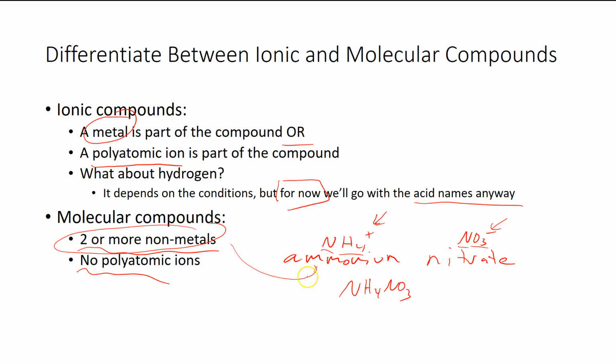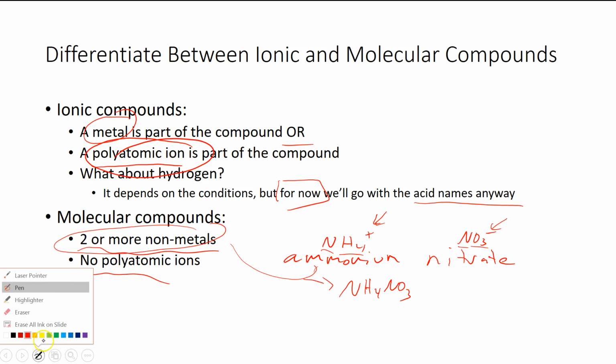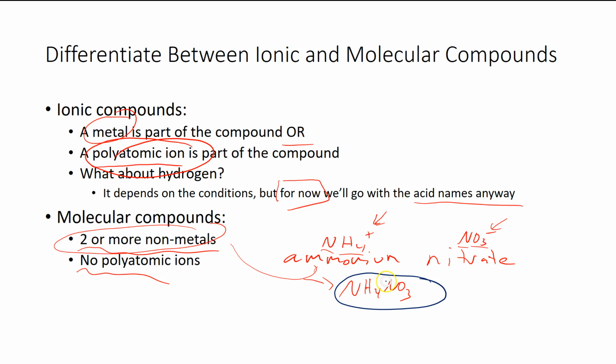That is a true statement about ammonium nitrate, but ammonium nitrate is not a molecular compound. Why is it not a molecular compound? Because it has polyatomic ions. Did you guys notice that? All right. So ammonium and nitrate are both polyatomic ions. They have those associated charges. Therefore, it is not molecular.